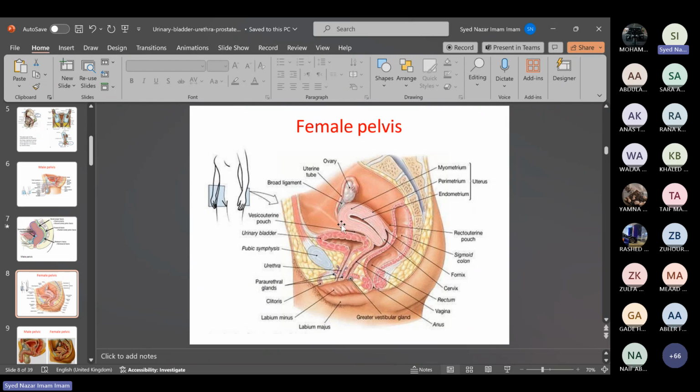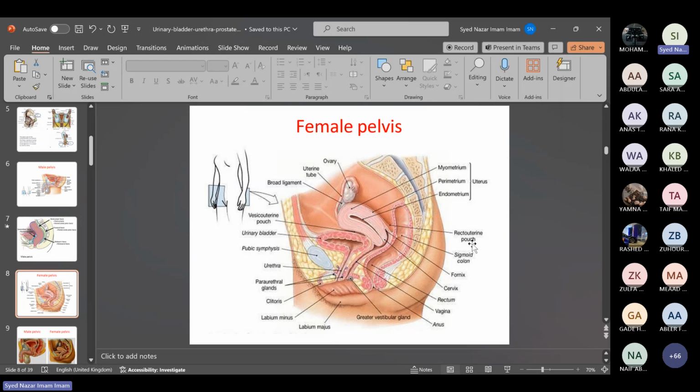You must have learned about this in your previous module. And then it dips down again and covers the posterior surface of the uterus. And finally, it is reflected over the anterior surface of the rectum. So again, it is forming another pouch, another peritoneal pouch that is called the recto-uterine pouch.